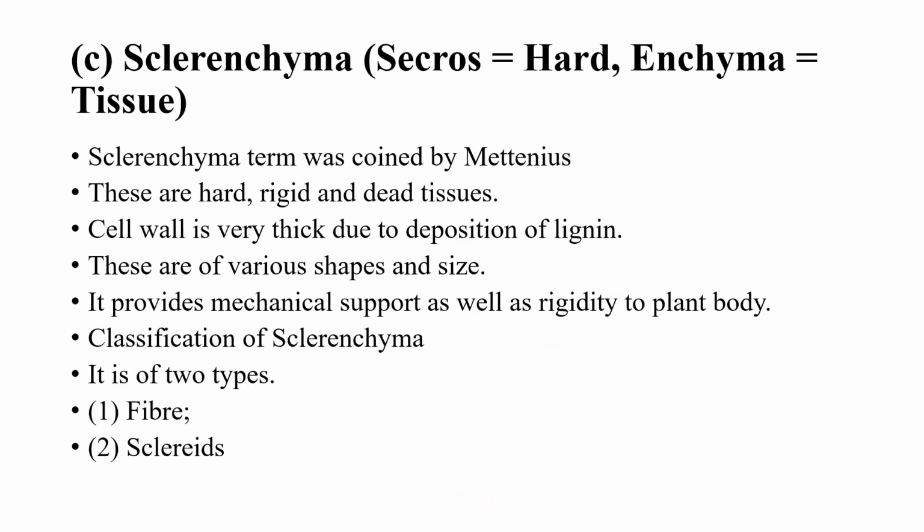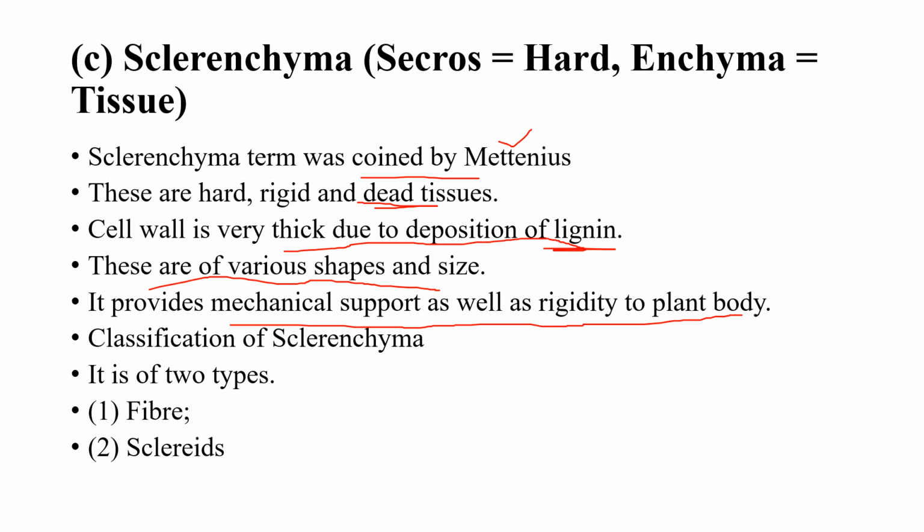Next, sclerenchyma. Scleros means hard and enchyma means tissue. The word sclerenchyma was first coined by Mettenius. These are hard, rigid and dead tissue. The cell wall is very thick due to deposition of lignin. These are of various shapes and sizes. They provide mechanical support as well as rigidity to the plant body. Classification: it is of two types, one is fiber, one is sclereids.